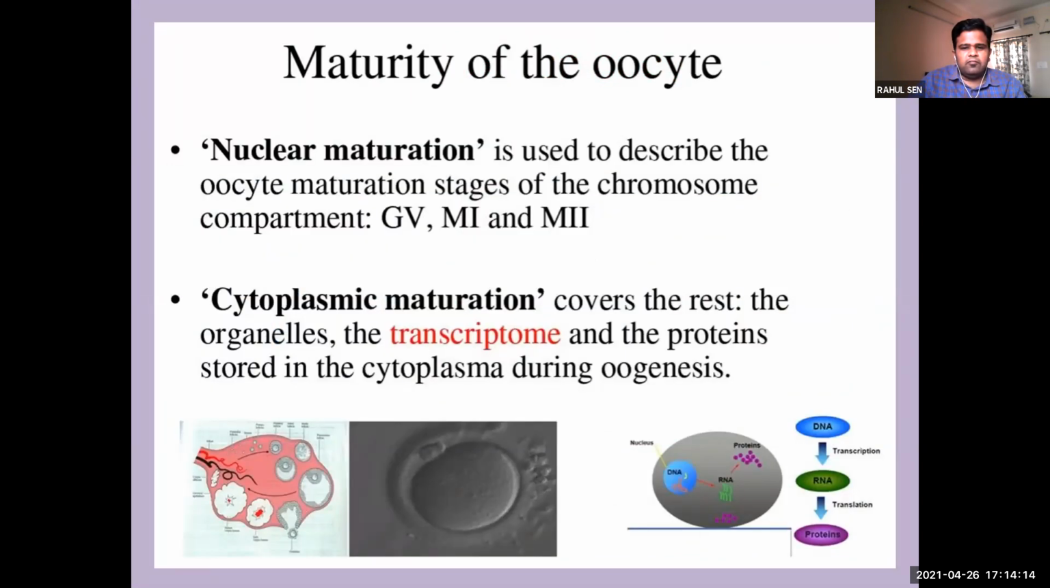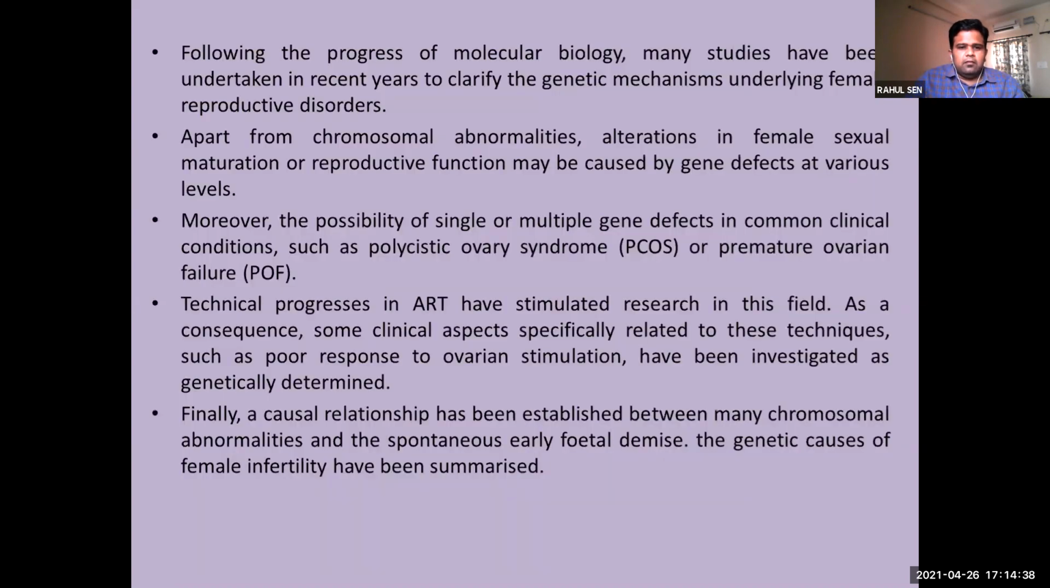And going with the maturity status of an oocyte, first the oocyte matures nuclearly, meaning nuclear maturation is seen, followed by cytoplasmic maturation, which covers the rest, where the organelles, other proteins, or other cytoplasmic contents are there. Following the progress of molecular biology, many studies have been undertaken in recent years to clarify the genetic mechanisms underlying female reproductive disorders.